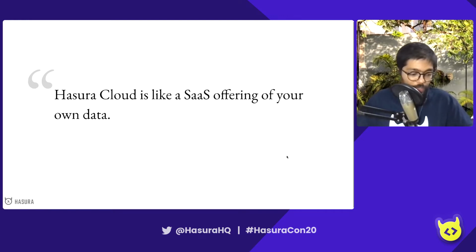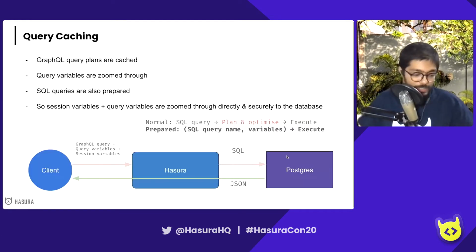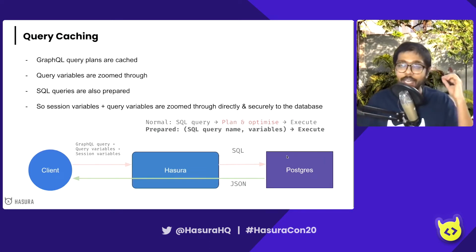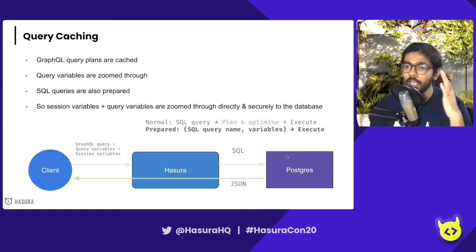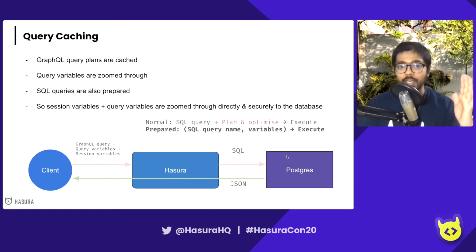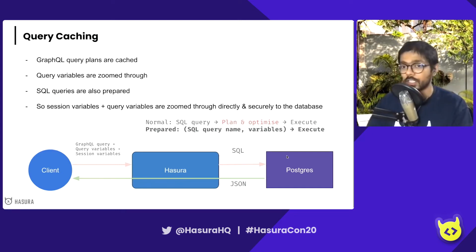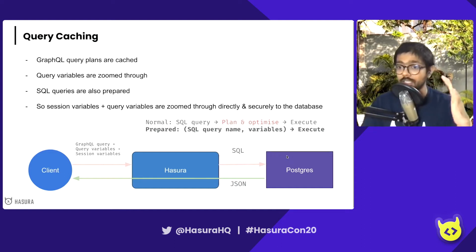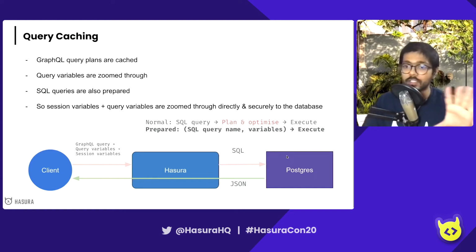The other thing I want to talk about is caching, and caching is very interesting. When we think about caching with GraphQL, there are two types of caching. There's query caching and there's data caching. Query caching is something Hasura GraphQL engine already has. GraphQL query plans are cached because whenever a GraphQL query comes in, Hasura has to decide, whether it's coming in from a single data source or multiple data sources, what to do.